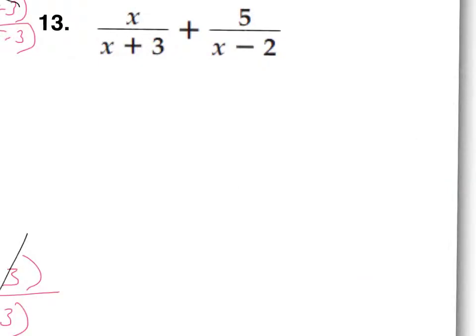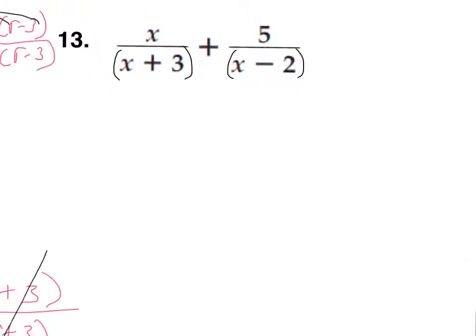All right, at number 13, there's nothing that we can factor. X plus 3, we can't factor that, and neither can we factor x minus 2. There's no GCF, there's nothing squared. So I might just put these in parentheses to show that they're going to stay together, but can't really do anything to them. But yet we are supposed to add these two fractions together, and they do not have the same denominator. So this is a case where if the denominators have nothing in common, you're going to multiply the one fraction by the other's denominator.